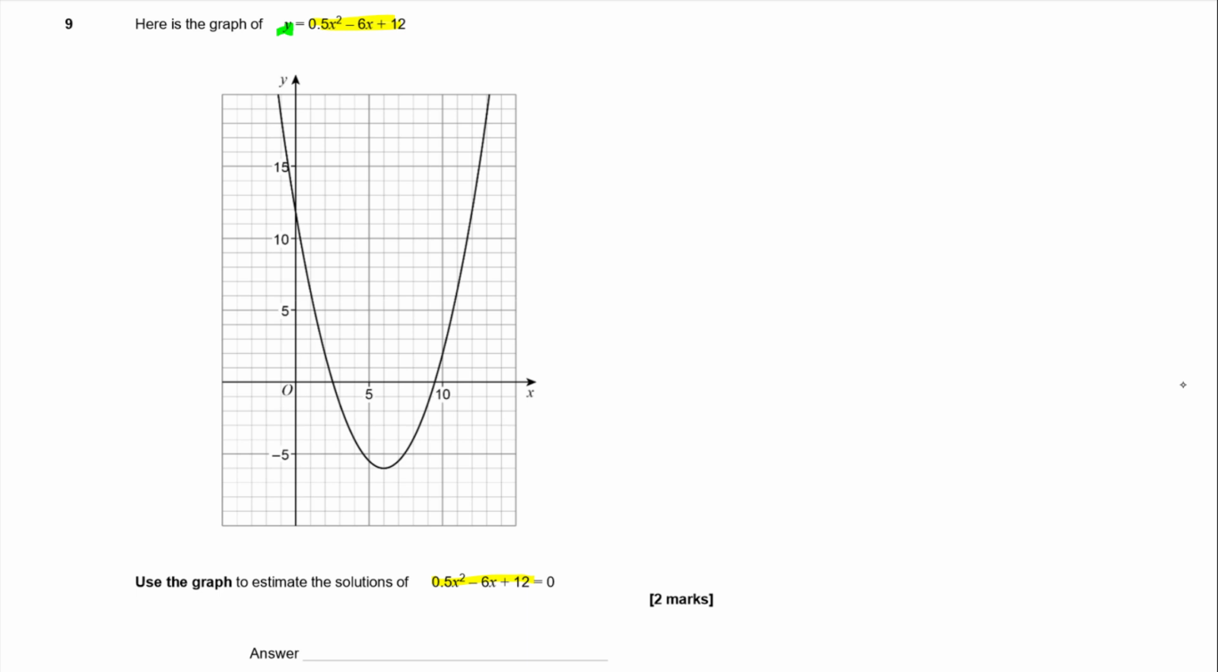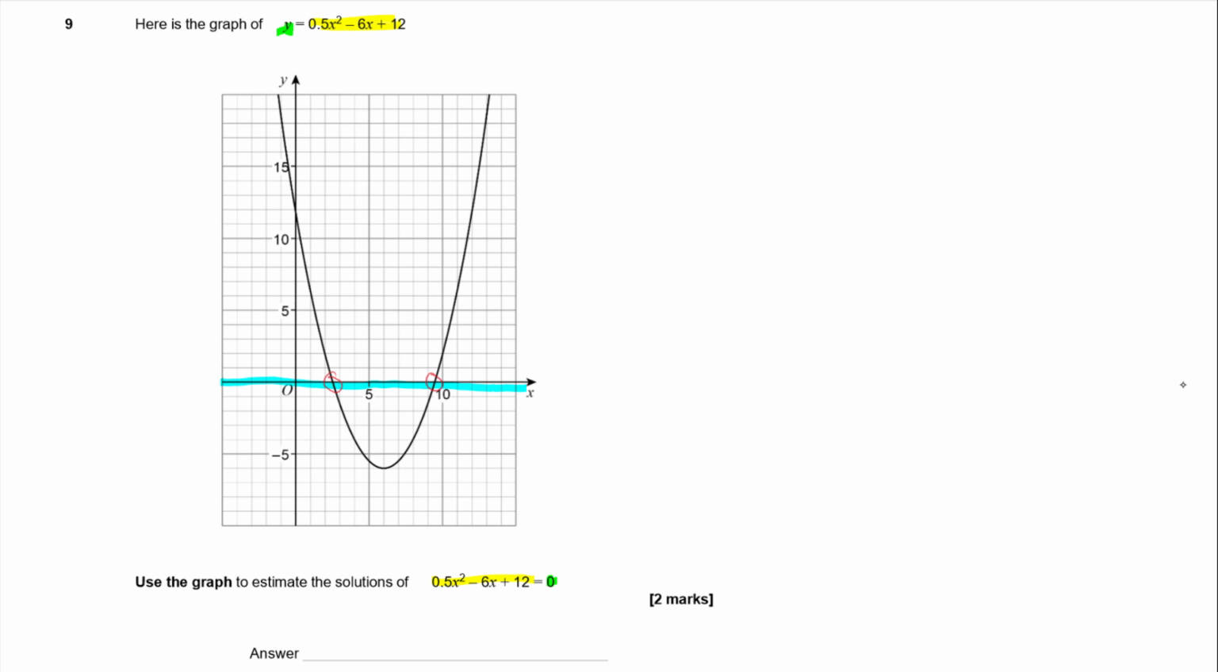Okay, so if I want to find the points that satisfy that solution, we're talking about when y is equal to 0, and the line when y is equal to 0 is actually the x-axis. So what I'm looking for is where this graph crosses through the x-axis, which is here and here. Okay, so there's two solutions. It's where it crosses through that x-axis.